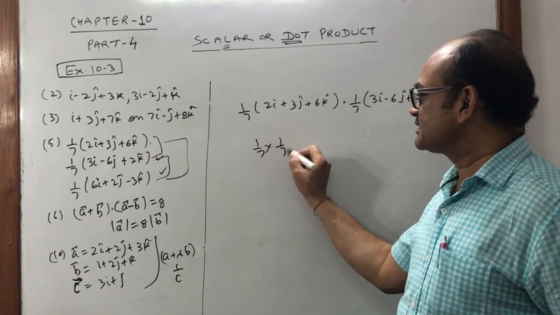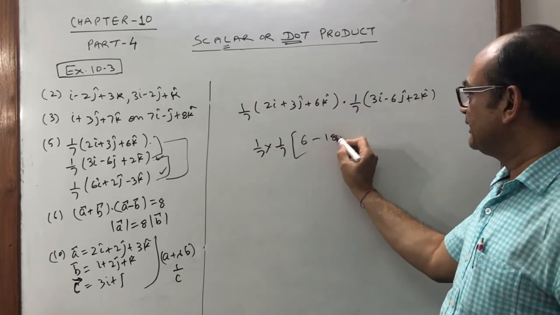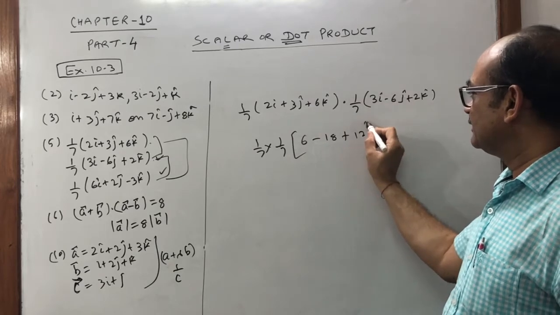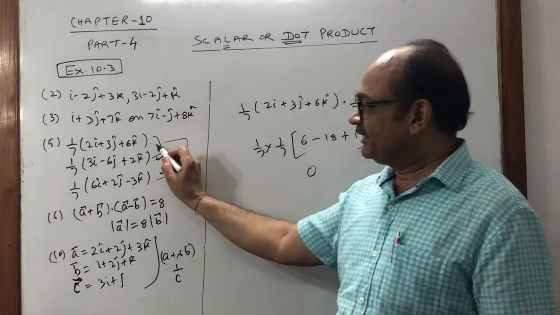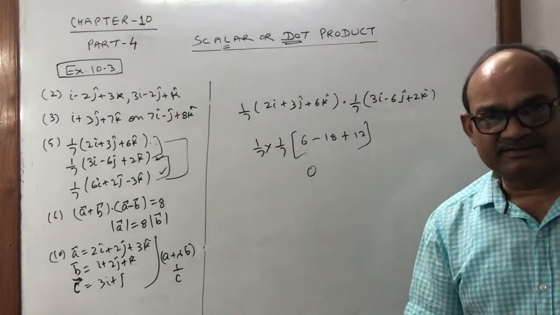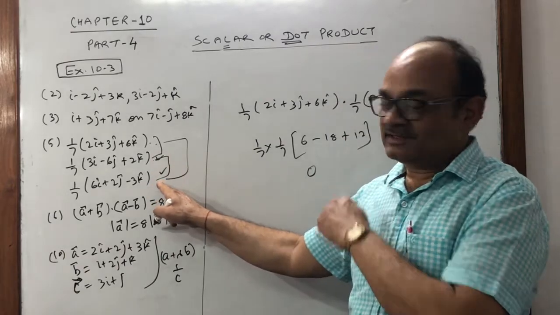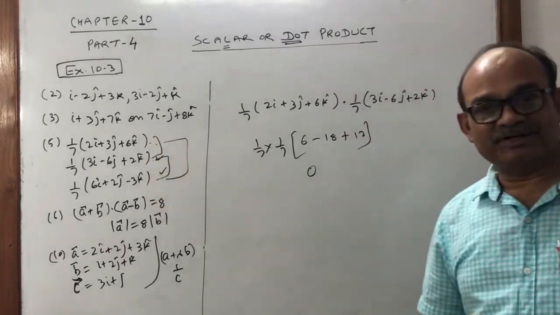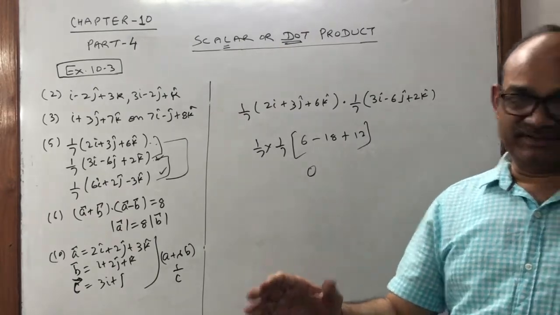So what are we getting? 1 by 7 and 1 by 7. Now dot product: 2, 3 is 6, 3, 6 is 18, 6, 2 is 12. What are we getting? 0. Hence vectors A and B are perpendicular to each other. So the second and third parts are for your homework: B and C are similarly perpendicular, and C and A are also perpendicular. That means these three are mutually perpendicular.